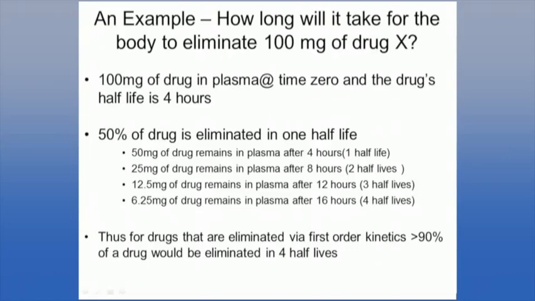So we use this statement below: for all drugs that are eliminated via first-order kinetics, more than 90% of the drug would be eliminated in 4 half-lives. And that's a good ballpark to remember. Let's say, same example we used before. You caught your finger in a door. You've taken ibuprofen. You want to know how long that ibuprofen is hanging around in your bloodstream. Well, the average half-life is somewhere around 6 hours. So within 24 hours, less than 10% of the drug is remaining in plasma.